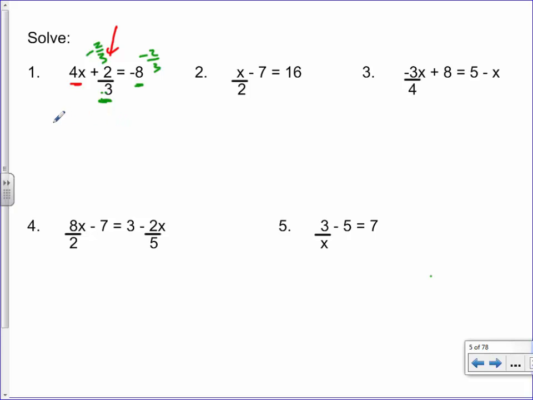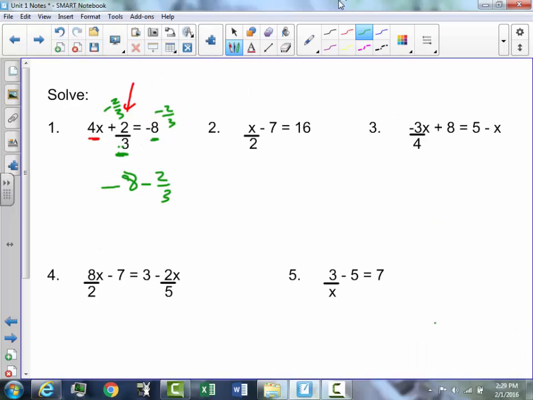Let's actually find what -8 minus 2/3 is. Do you guys know how to do that in your calculators? I'll help you with it.